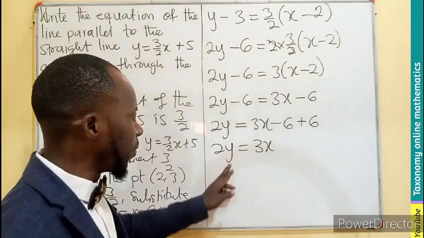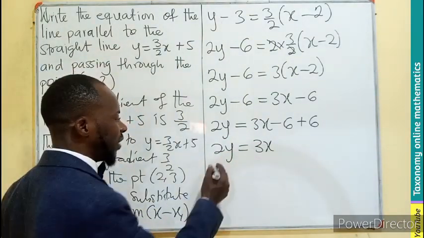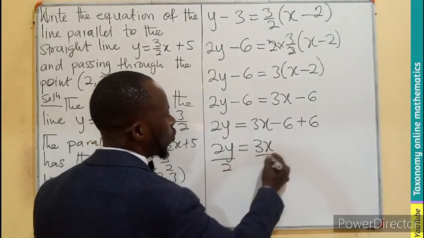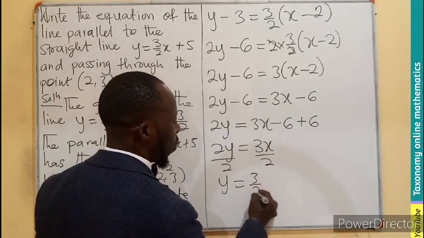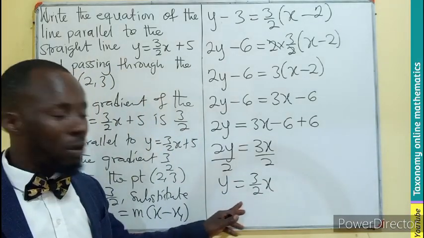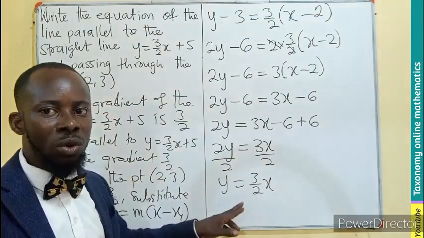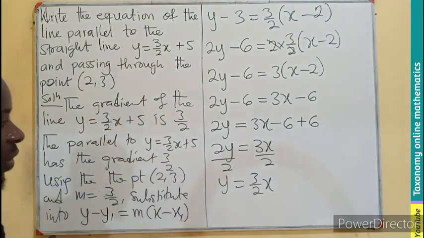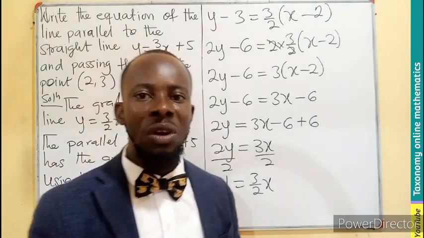But we are looking for y to be alone. So let's divide by 2 on both sides. So y will be equal to 3 on 2x. So this is the equation we are looking for. Plus 0, and the 0 without it will still make no difference. So this becomes the equation of the second straight line that is parallel to the first one.